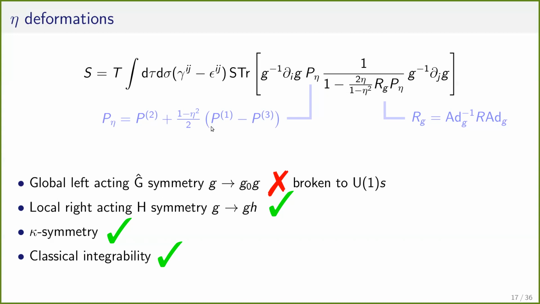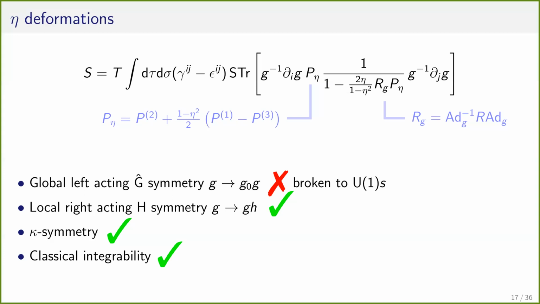So let's look at the properties of the deformed action. Previously we had this global left acting symmetry. If you deform the theory, you will no longer have this global left acting symmetry. It will be broken to a bunch of U(1)s. However, you still have the local right acting symmetry. You also preserve kappa symmetry, and this operator R and the action have been chosen precisely such that you retain the classical integrability of the model. Again, you can rewrite the equations of motion in terms of the flatness condition of a Lax connection. So this is the action of the eta deformed model.